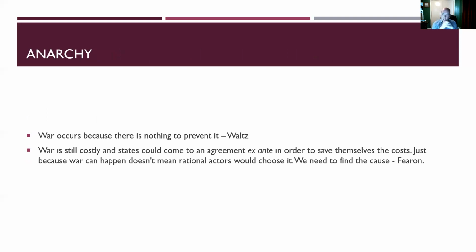So Walt says war occurs because there's nothing to prevent it. Fearon doesn't like that. He says that war is still costly, and states could still come to an agreement before any war in order to save themselves the costs. Just because war can happen doesn't mean rational actors would choose it. We need to find a real cause, Fearon says.